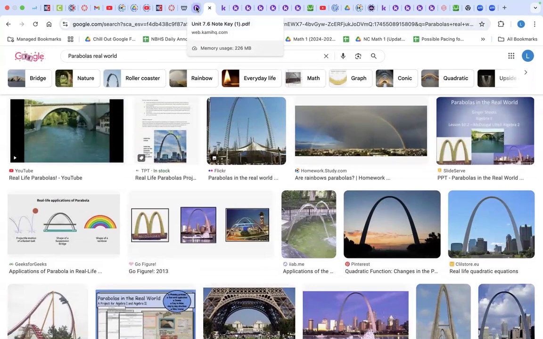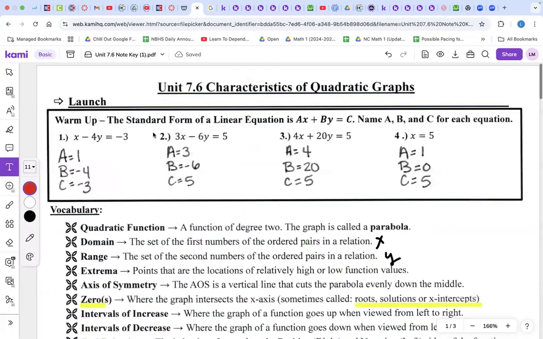So let's get started. All right, so today we're talking about 7.6, characteristics of quadratic graphs. First things first, let's talk about the standard form of linear equations. Our standard form is ax plus by equals c. And of course, we're naming the a, the b, and the c.